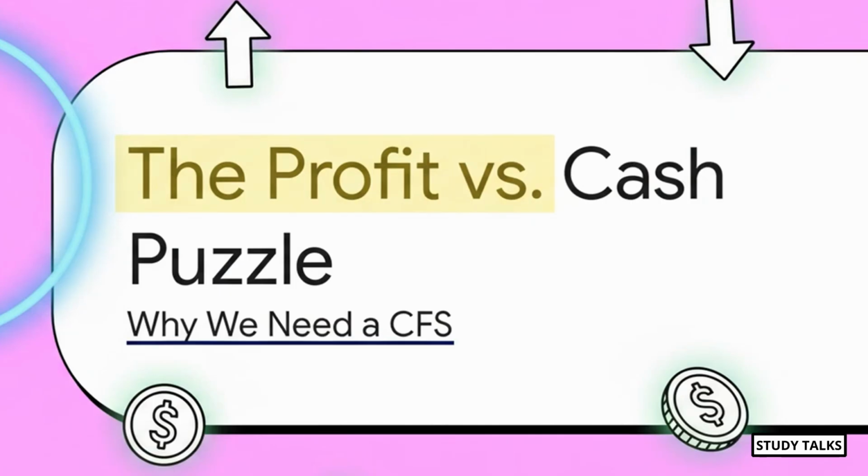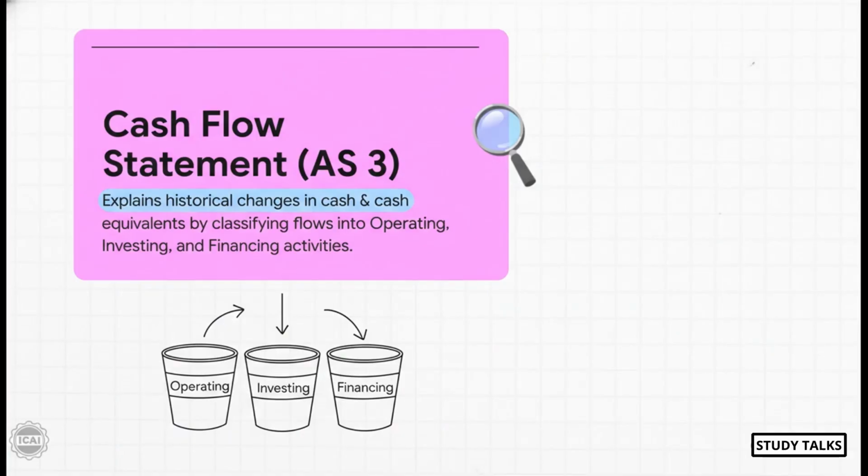So let's start with why we even need this statement. How does it help us solve that profit but no cash problem? Well, here's the official word from AS-3. A cash flow statement is all about explaining the changes in a company's cash and something called cash equivalents over time. But the real magic is how it does this. It sorts every single cash movement into one of 3 buckets: operating, investing, or financing activities.